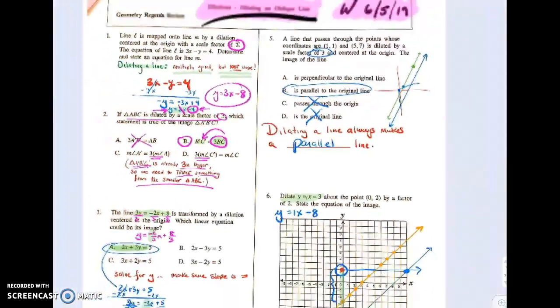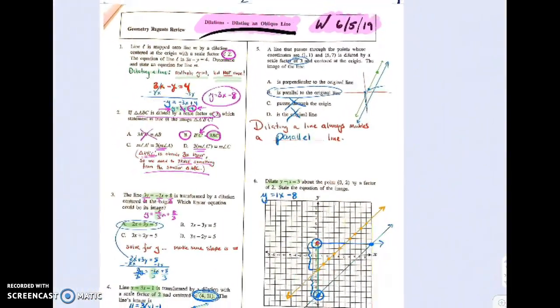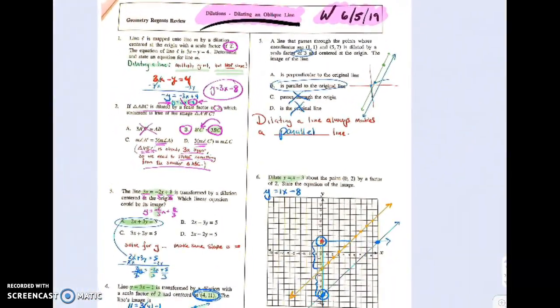So make sure your notes look just like this when you come in tomorrow. If you listened and you wrote this down, then you benefited from it.